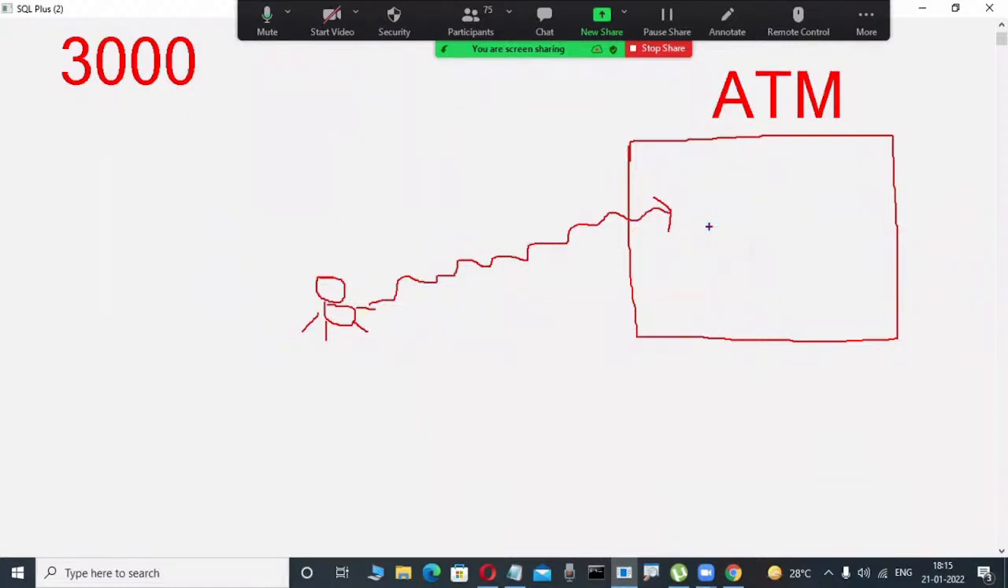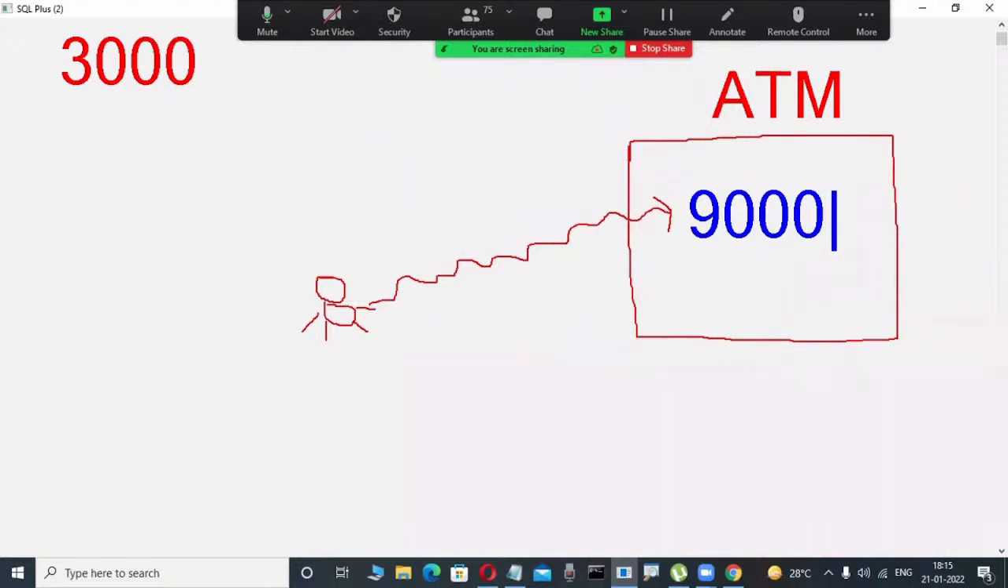Now I decided to withdraw some amount. Okay, fine. But unfortunately, my balance is 3,000. Whenever I insert the ATM card and enter an amount, it will process it. In that case, suppose I mentally decided to withdraw 9,000 rupees. Now as I try to withdraw 9,000 rupees, will I get 9,000 rupees?